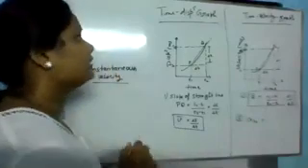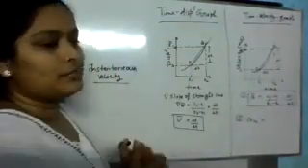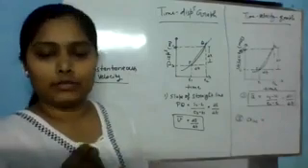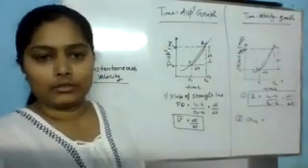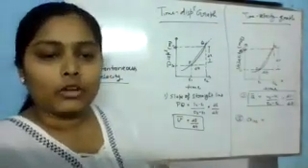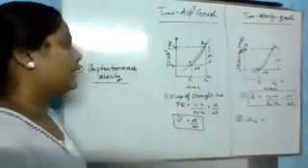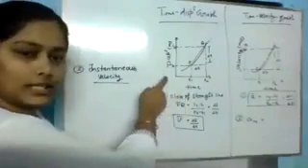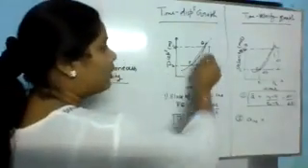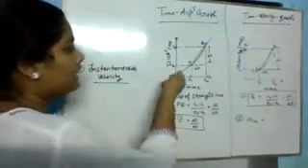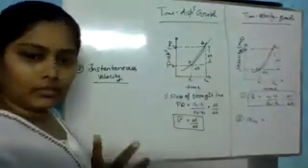Okay. As we know, with the help of the time displacement graph, we can easily find the velocity. How can we find the velocity? We can find the velocity by finding the slope of the straight line. But in this graph, you can see that the graph is not a straight line. Okay, it is a curved line, right?